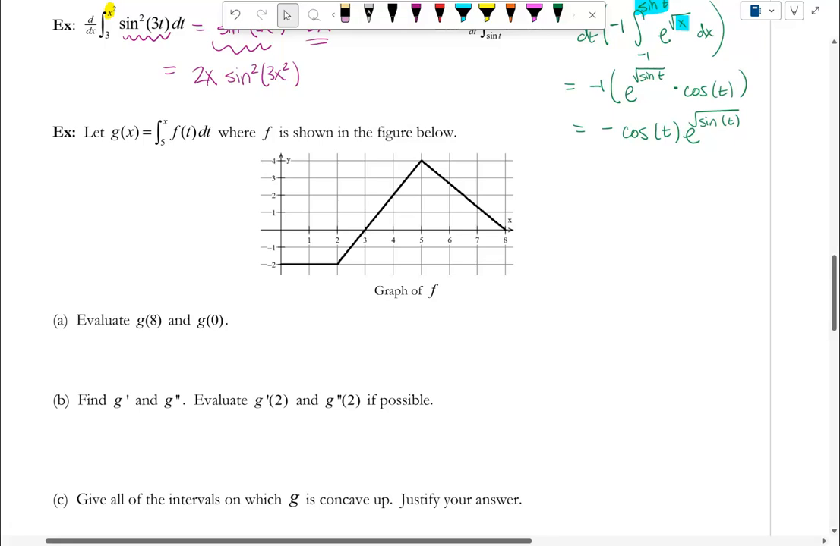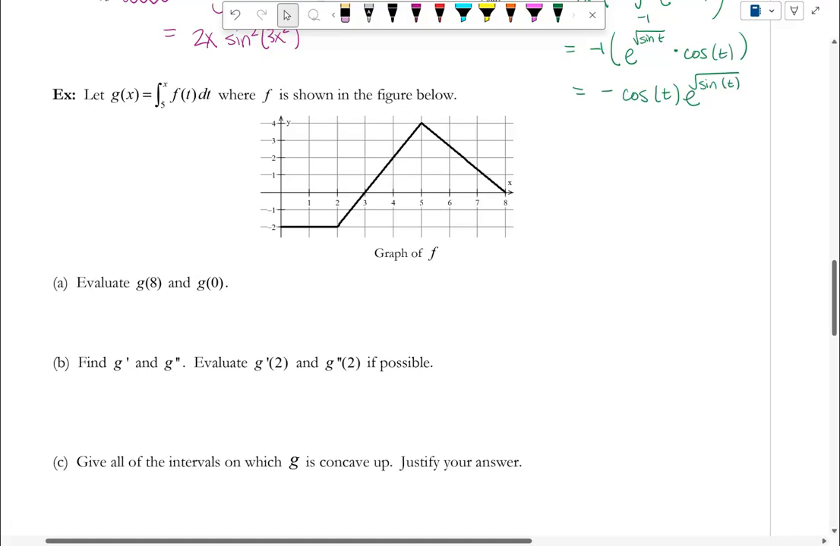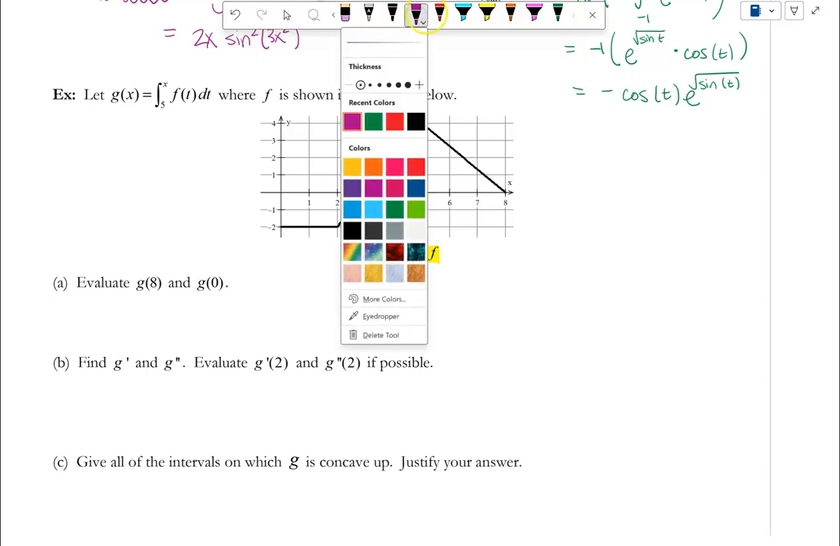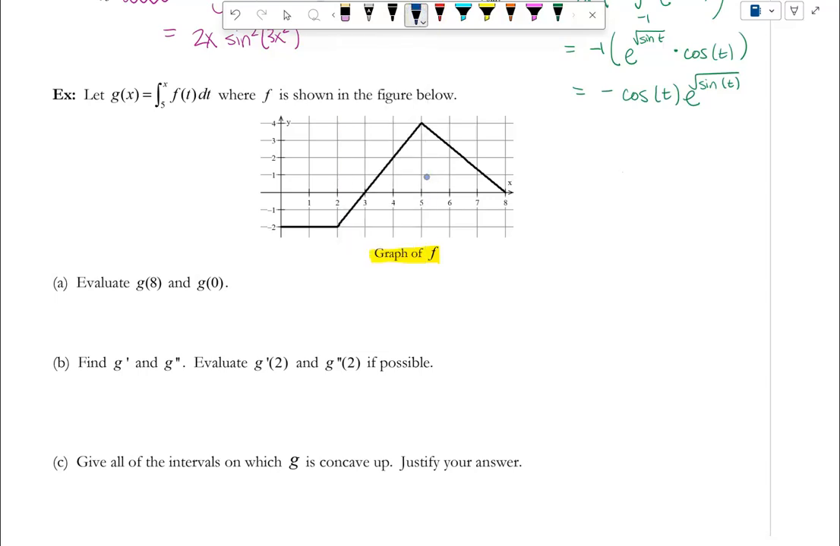All right, so for this example below, we have this accumulation function g of x, and we are given a graph of f. So we want to be really careful here. This is the graph of y equals f of x, not the graph of g. So in part A, we are asked to evaluate g of 8 and g of 0. And just like we do when we evaluate anything, I'm going to take my function g of x and replace my x's with 8 and then, well, with 0.